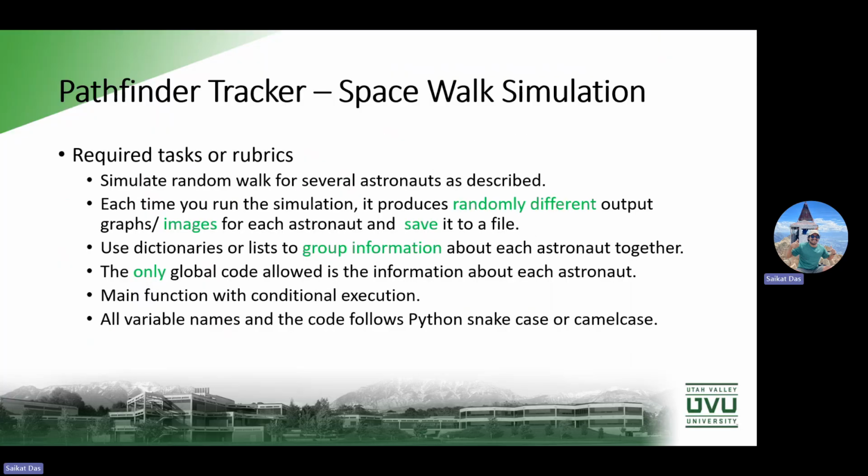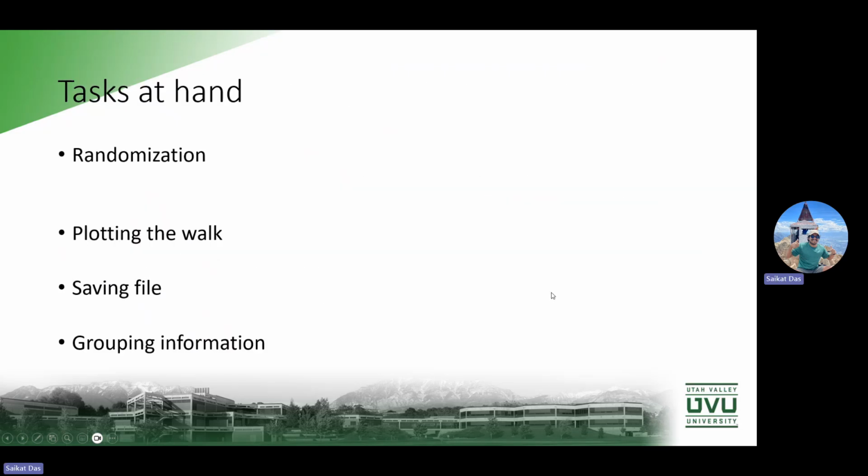Okay, and the main function with the conditional execution is done. You have done those things before. Variable names and code follow the snake case or camel case. So we already have done those things, but we don't know how we can simulate our random walk, how we can save those patterns in a file. But as I told you, if you use that function, it is easier for you. But I'll show you how you can use the randomization for any simulation.